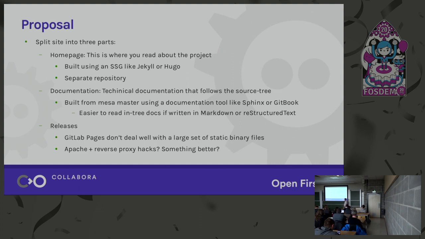Then the documentation I suggest having as a separate site, something like docs.mesa3d.org. We should build this from CI, from the master branch or release branch of Mesa, using Sphinx or GitBook or one of those more modern documentation tools. This means that we can actually read the in-tree sources in a reasonable way, in a human-readable markup format. And releases I don't really have a great answer to. It's a little bit of a pain.